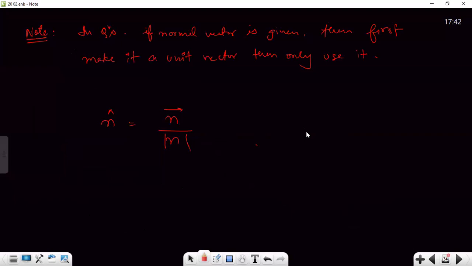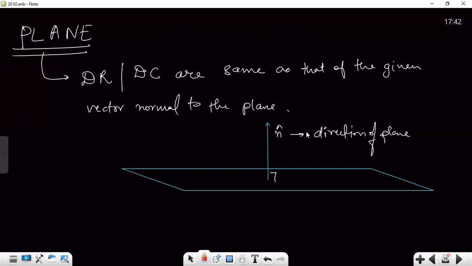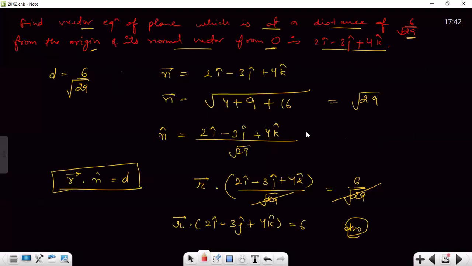Then we discussed that it has to be a normal unit vector, and the plane's direction is given by the perpendicular to it. So whatever the direction ratios or direction cosines of the perpendicular are, they will also be the direction ratios or direction cosines of the plane. Thereafter we solved the question.